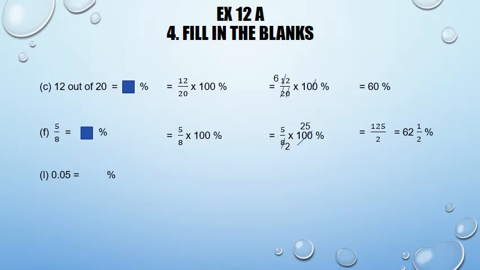Now let's do the L part of this question, that is 0.05 is equal to how much percent? Well, 0.05 is equal to 5 upon 100. And if we have to find the percent, we will multiply it by 100. So now 100 in the denominator and 100 in the numerator will be divided by 100 and it will be equal to 1. So what is left? It is equal to 5%.